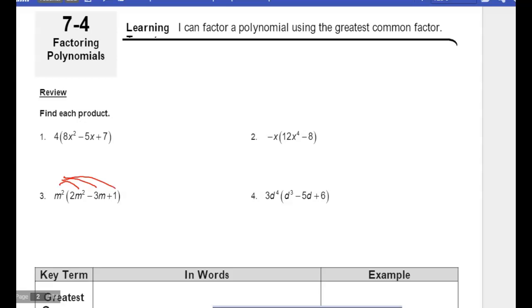We use this distributive property. m squared times 2m squared is 2m to the fourth. m squared times negative 3m is negative 3m cubed, because you're doing the m squared times m, is m cubed. Then m squared times 1 is just m.